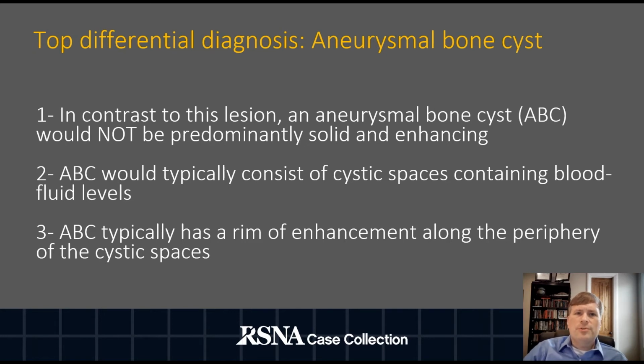The top differential diagnosis in this case is an aneurysmal bone cyst. In contrast to an angiosarcoma, an aneurysmal bone cyst would not be a predominantly solid and enhancing lesion. An ABC would typically consist of cystic spaces containing blood fluid levels with a rim of enhancement along the periphery of the cystic spaces.